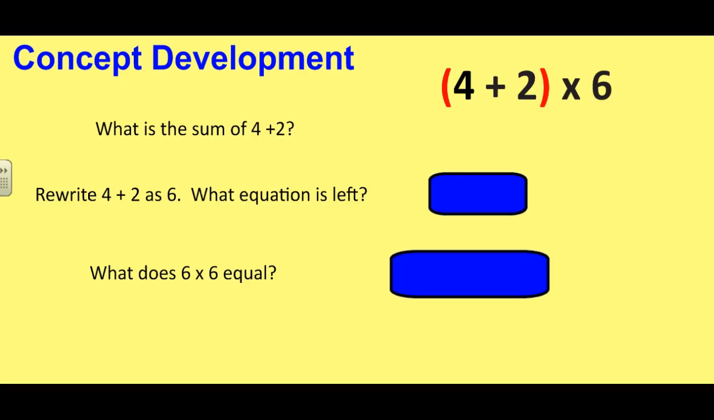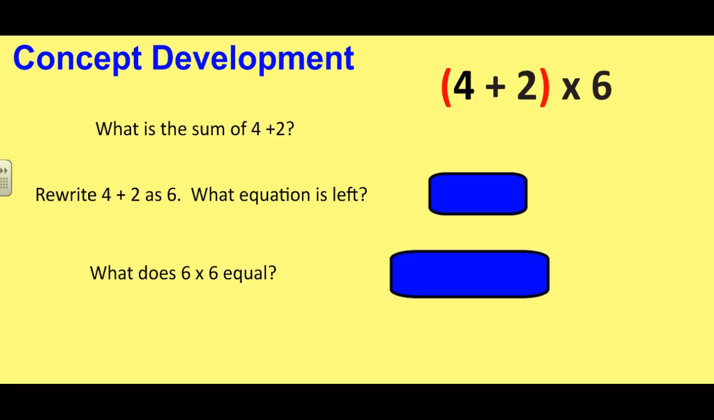Okay, moving on to the next one, I want you to write this equation on your board and make sure you use the parentheses in your equation. 4 plus 2 times 6. Push pause if you need to write it. So you have to ask yourself, what is the sum of 4 plus 2? Remember, the word sum means the answer to an addition equation. So 4 plus 2 equals what? I want you to write that down.